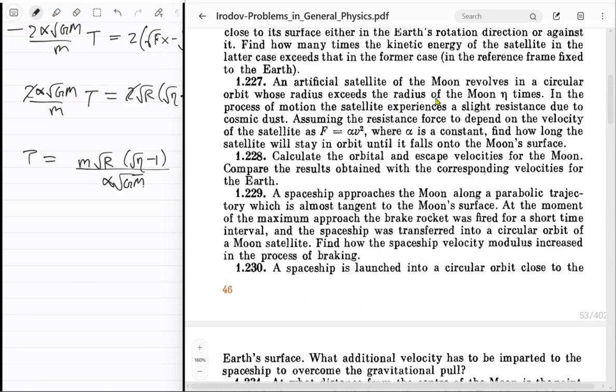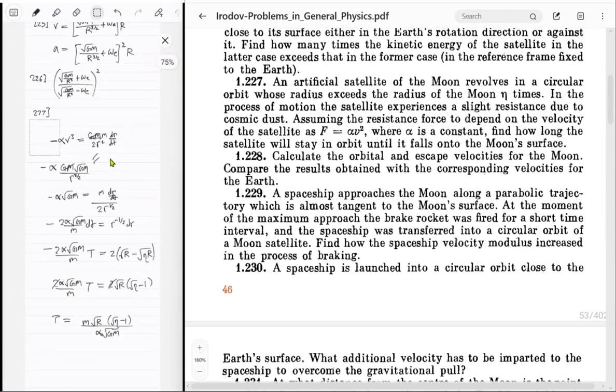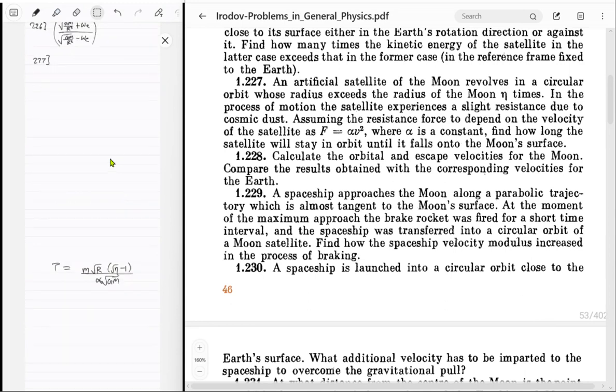In the process of motion, the satellite experiences a resistance force dependent on the velocity of the satellite. I get that. Find how long the satellite will stay in orbit until it falls. I got the stuff, but you didn't actually give us what is known and what is unknown. So is R known? Well, whatever, I'm just going to report this as a final answer. Right, this is the amount of time that you have to wait before it crashes.